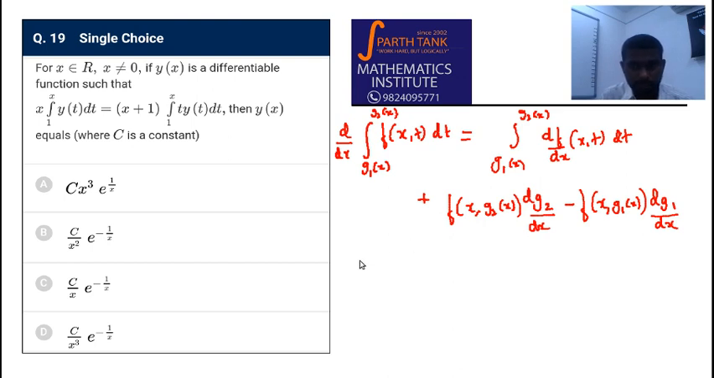In our particular case, if you see, we have integrals of only functions of t, no? Both of these are functions of t, they are not functions of x at all. And this is 1 to x.